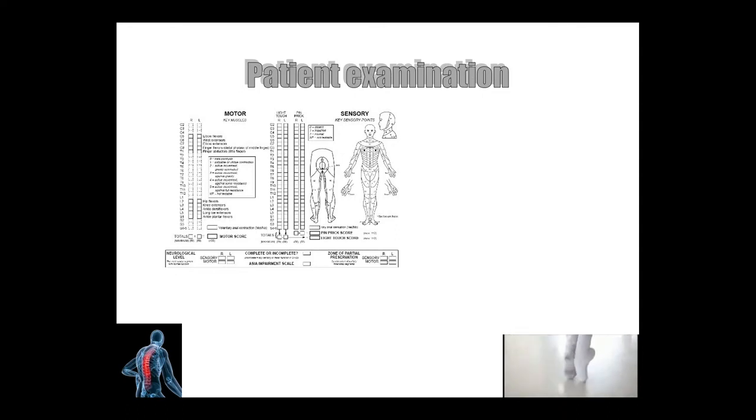Grade 3 is moderate weakness. Grade 4 is almost normal, but a little bit weaker compared to the healthy side. And grade 5 is absolutely symmetrical, full power movement on both sides.